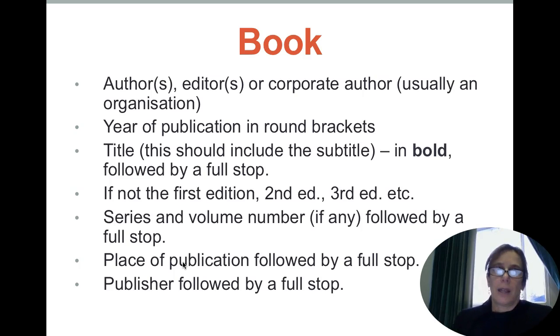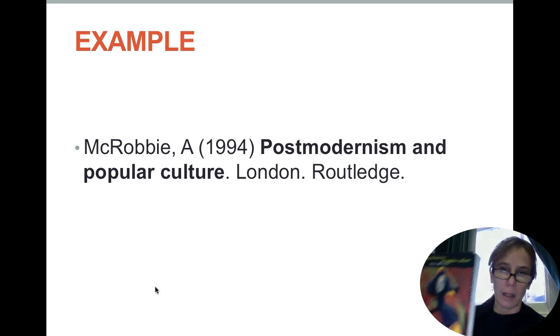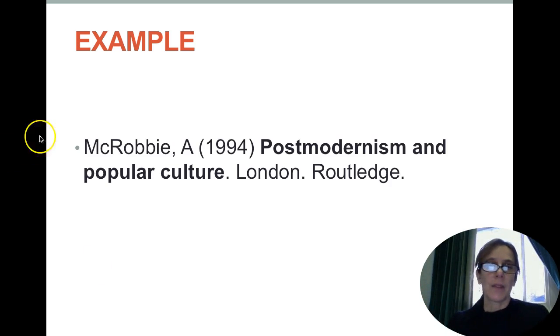So here we go. A book is usually the author, the editors, whoever they are, and then the year of publication in round brackets, and the title. So this is normally in bold according to our Rambert sheet, followed by a full stop. And then you get place of publication and the publisher. So let's have a look at what that looks like. That's Postmodernism and Popular Culture, and that's this book. It's a very good book if anyone's interested. So that's what a book reference should look like in your bibliography.